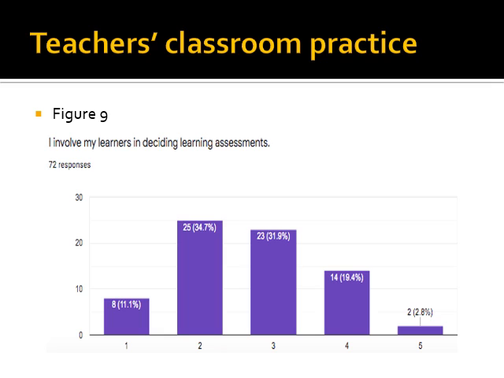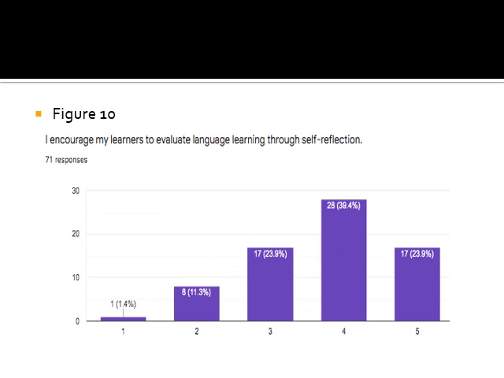Now, figure 9 shows involving learners in deciding learner assessments. More choose rarely, 34.7%. This may be because assessment is already set by the ministry or the school on how to assess the students.